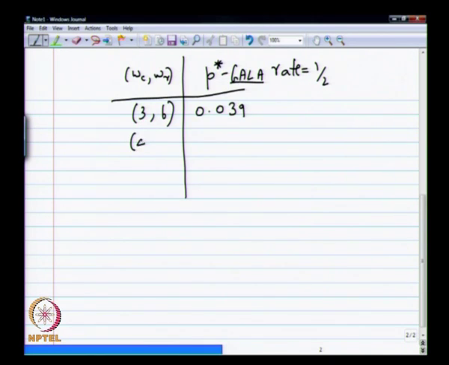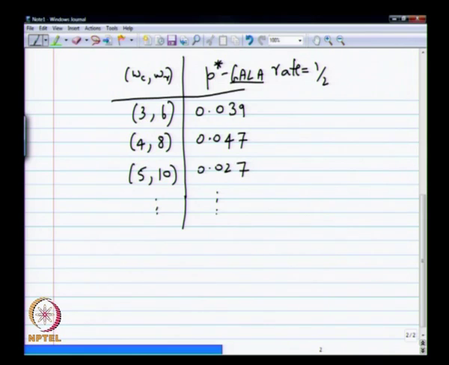Another possibility is 4,8. 4,8 also gives you a design rate of half, and this would give you in fact a threshold of 0.047. Then 5,10 gives you a threshold of 0.027, and then progressively it only worsens. You can do this if you like. If you take 6,12, it will be even lower. So those are things you can look at.